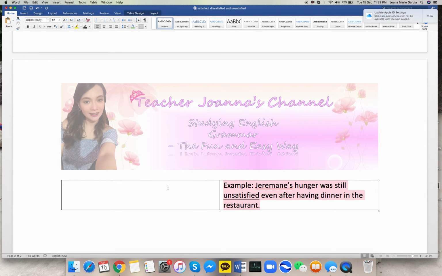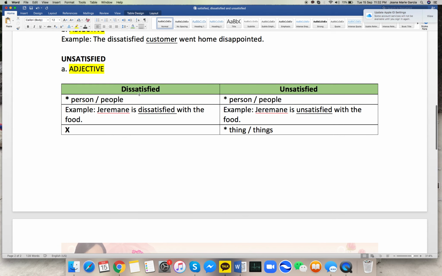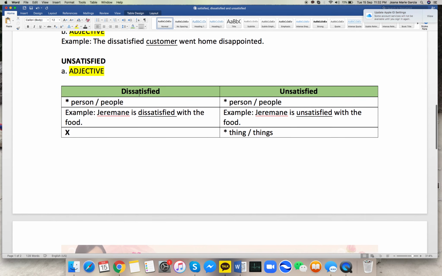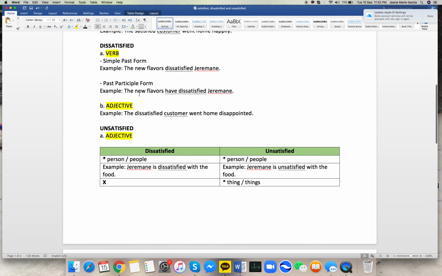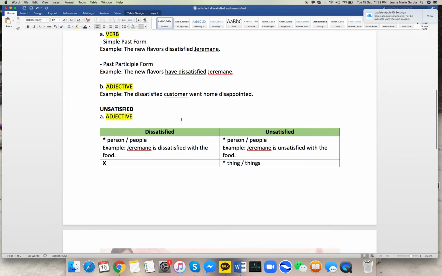Now, can we actually use dissatisfied? Can we say Jermaine's hunger was dissatisfied even after having dinner? No, this is actually grammatically wrong. Why? Because dissatisfied is only used for a person or for people. Don't forget that. So dissatisfied can be used as a verb, while unsatisfied is just an adjective, but it can be used for people and things. But dissatisfied is only used for people or a person.